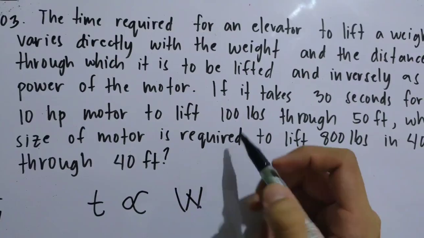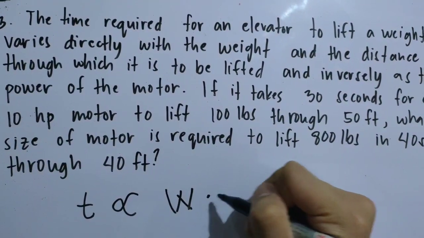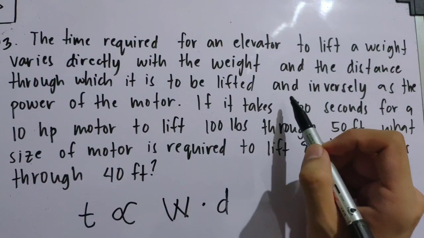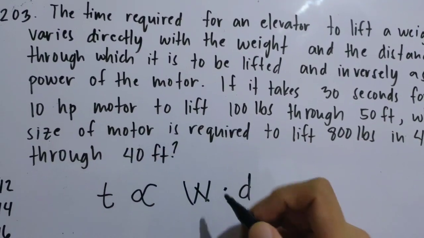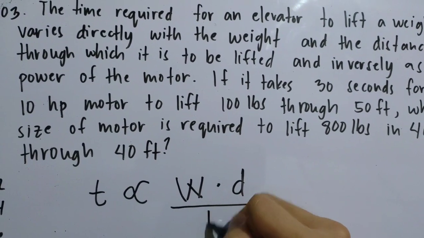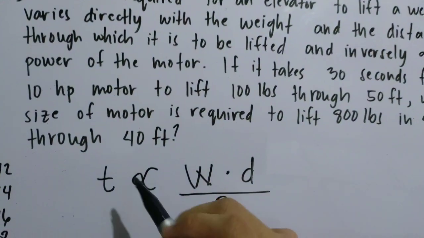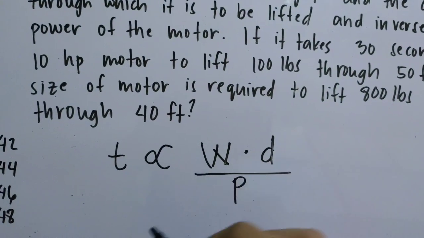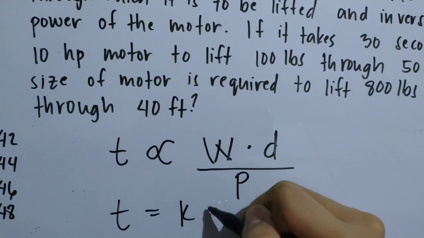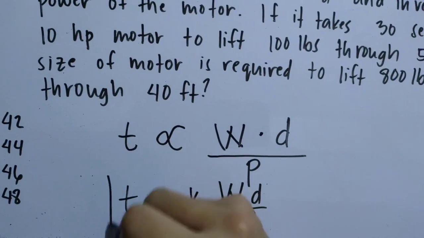And the distance. So, kapag varies directly with weight and distance, pwede mong i-multiply yung dalawa. Through which it is to be lifted. And inversely, as the power of the motor. So, inversely, dapat nasa ilalim yung power ng motor. So, ito yung relationship natin. Makakagawa tayo ng equation kapag maglalagay tayo ng proportionality constant. So, yung time natin is equal to K W D over P. So, ito yung equation natin.